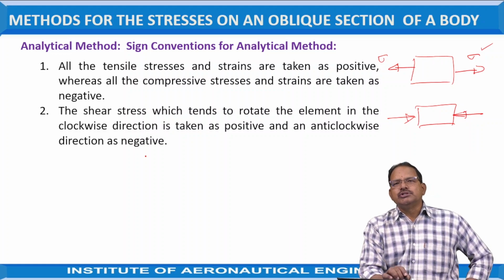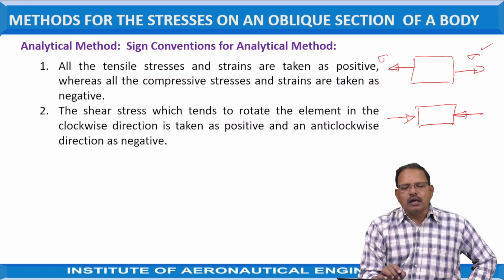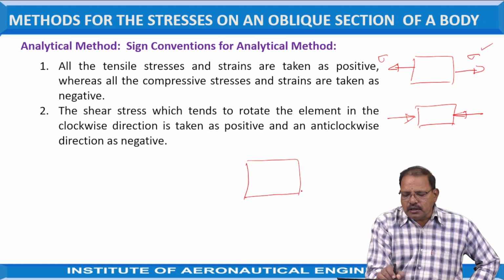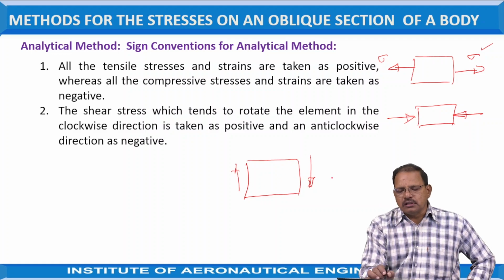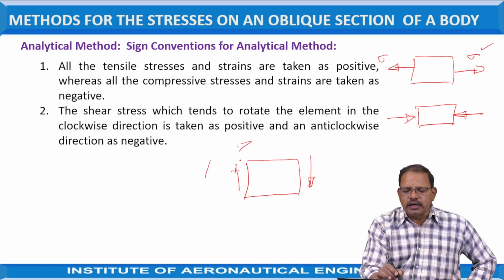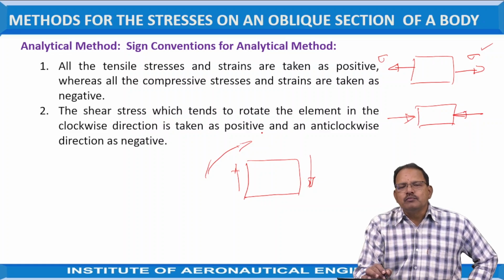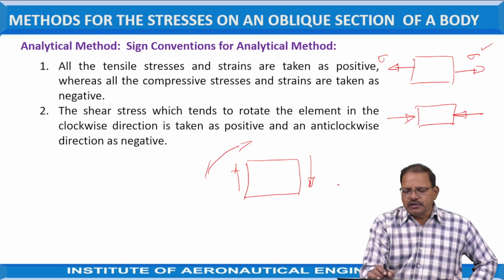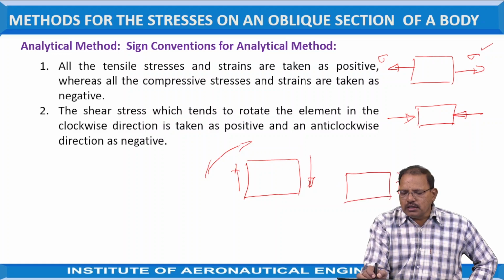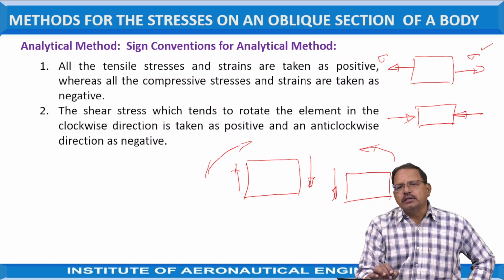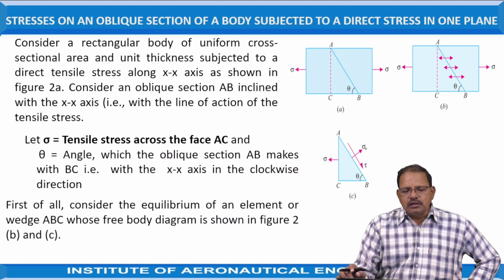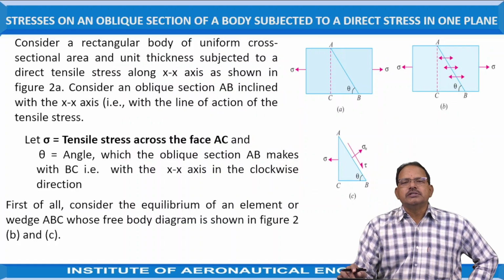Now regarding shear stress which tends to rotate the body in the clockwise direction. Here I am taking a symmetric object. Shear stresses are there, both equal in magnitude and acting in opposite directions. These stresses tend to rotate the body in the clockwise direction, hence these are treated as positive shear stresses. Similarly, if I take the object where both act in these directions, it tends to rotate the body in the anti-clockwise direction. So these types of shear stresses are treated as negative. Now, stresses on an oblique section of a body subjected to direct stress in one plane.